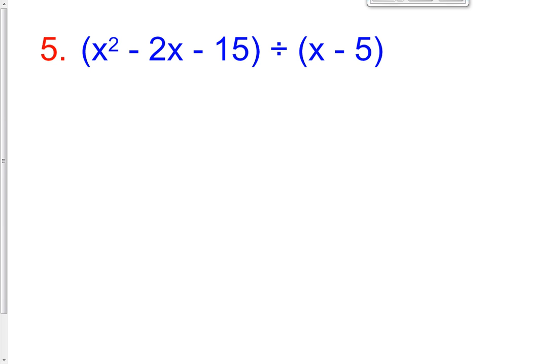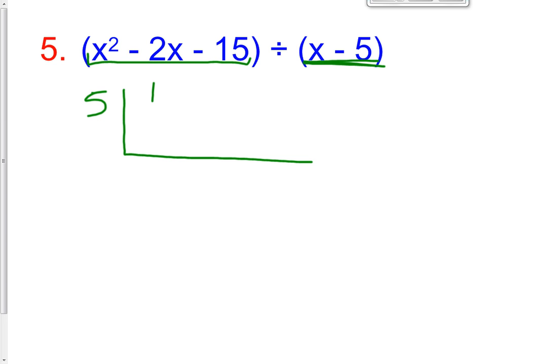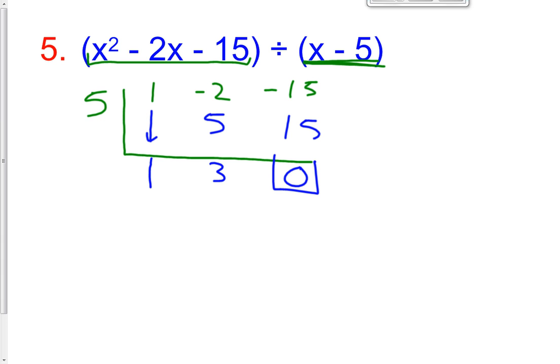So number 5, we're going to have our division bar. We take the opposite of what's out here and put it on the outside of our division bar, so 5 is our divisor. We bring down our coefficients on our dividend and get 1, negative 2, negative 15. Once we have that, we bring down the 1, the very first term, and then we alternate: multiply, add, multiply, add, multiply, add. 1 times 5 is 5. Add, you get 3. 3 times 5 is 15. Add, you get 0. Here is our remainder. We don't have any remainder.